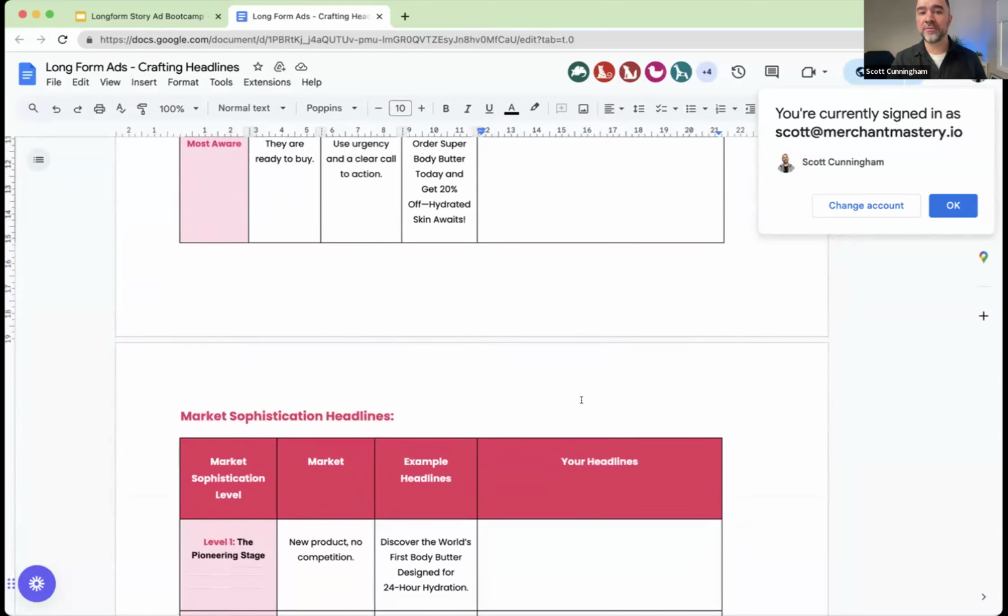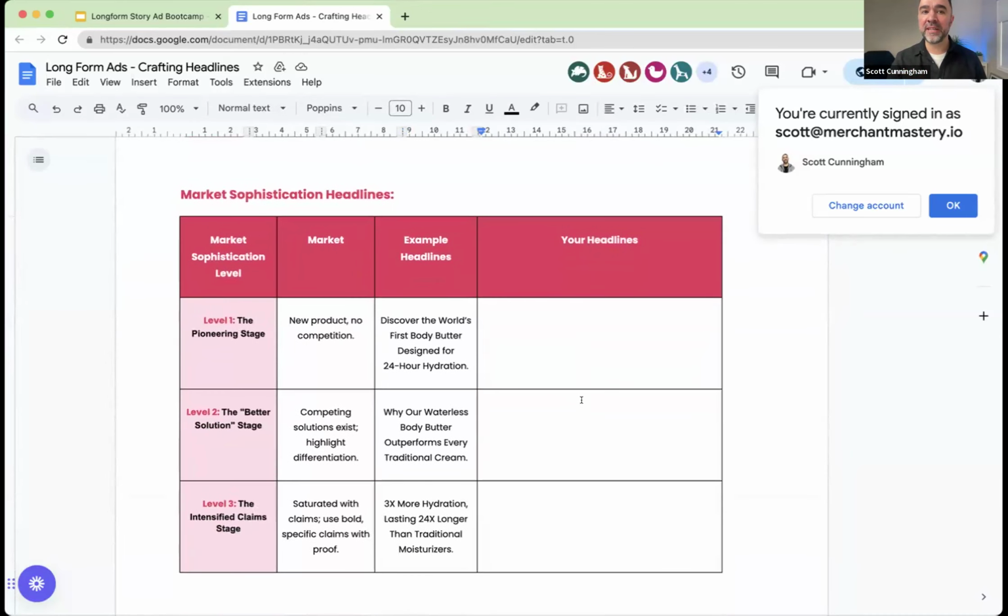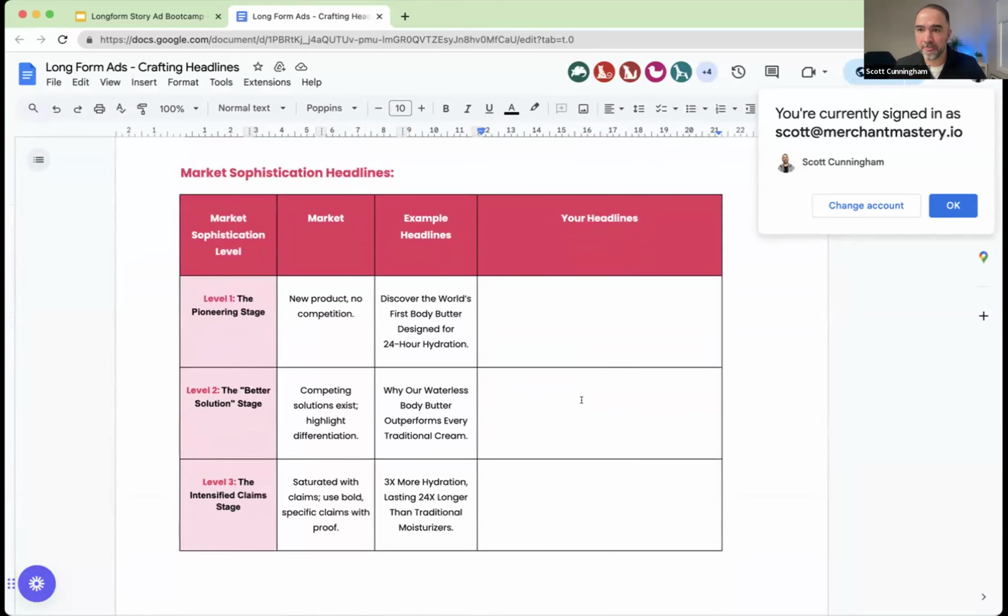Okay, so the next table for creating headlines is going to be based on market sophistication. So those ones were all about the customer's stage of awareness and how aware they are of the problem and your solution. This one is based on how saturated or unsaturated the market is in your product category. Okay, so we've listed out these stages here. So level one is the pioneering stage. This is when you're a brand new product with no competition.